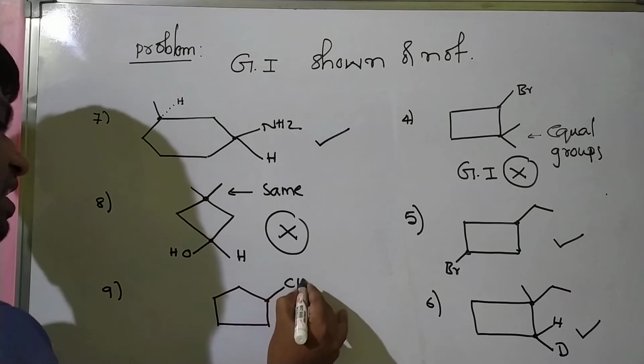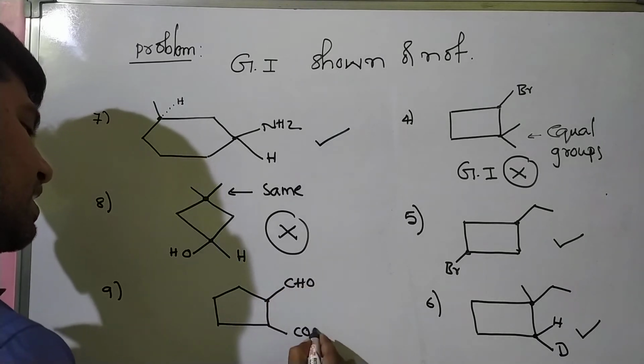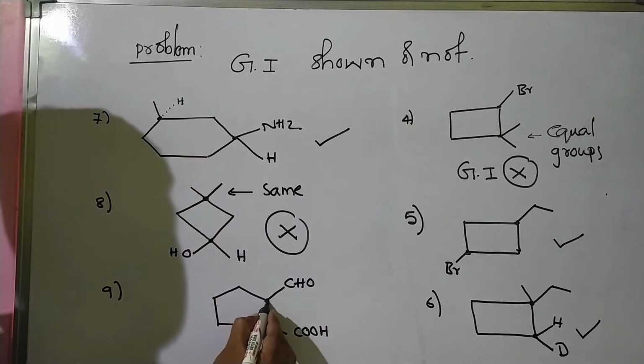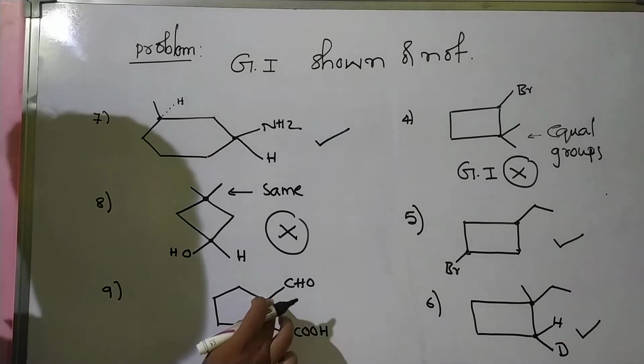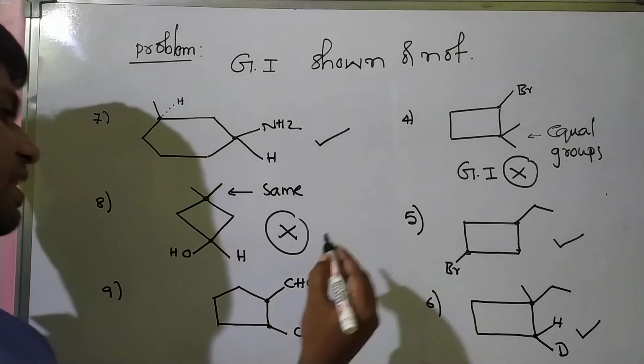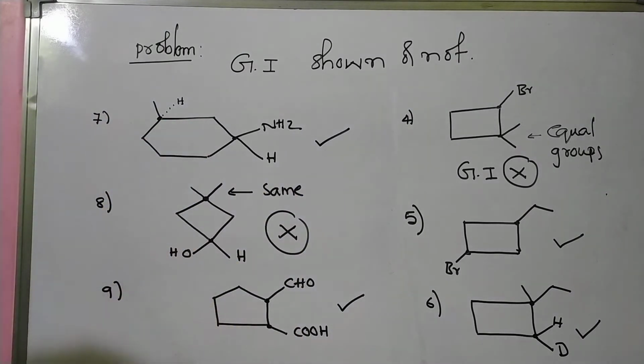So this is aldehyde group. So this is carboxylic acid group. Okay, students. This is sp3, this is sp3. Here hydrogen, here hydrogen. These two groups are different. It will show geometrical isomerism. Please note.